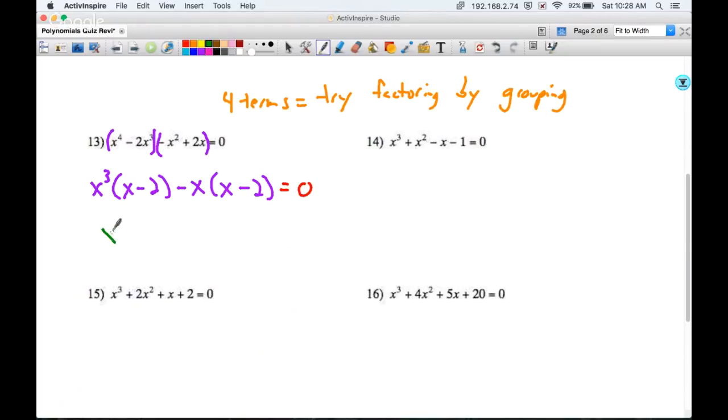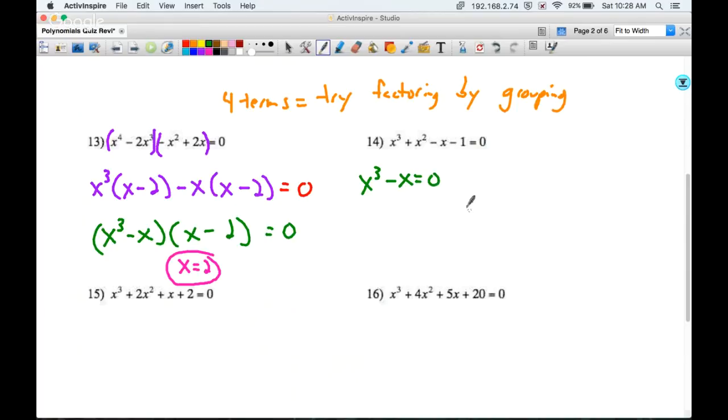Now I rewrite it as x to the third minus x and x minus 2 equals 0. I've already got 1 root, x equals 2. Zero product property again. Let's set this other one equal to 0. I've got x cubed minus x equals 0. That's coming from this right here. Why don't I pull an x out of that?